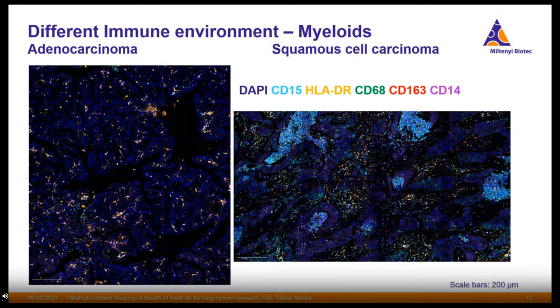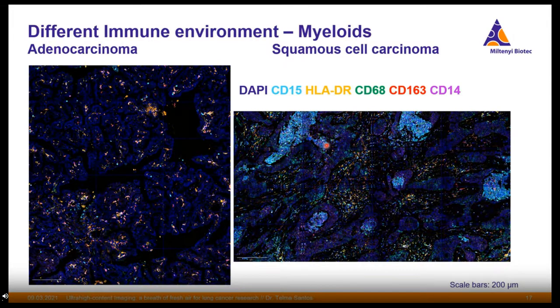Now I'm showing you some markers that are used for myeloid cells. There are a couple, so it can be a bit overwhelming, but all in all, what you can see is that in the adenocarcinoma, they seem to be evenly distributed a bit everywhere, without a really clear pattern. We see that the HLA is more visible in some places, but the rest seems to be well distributed.